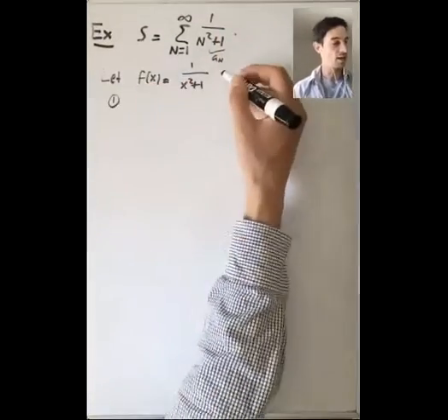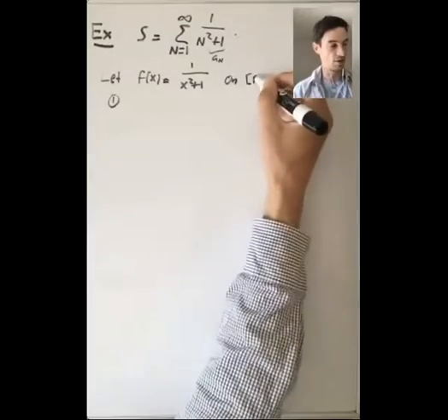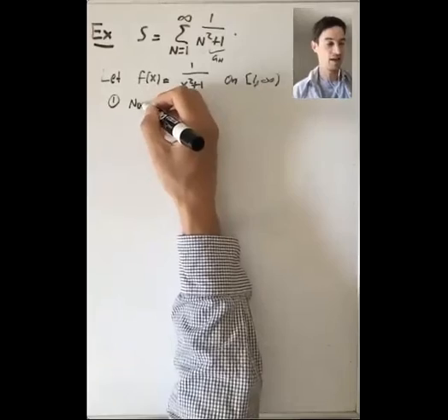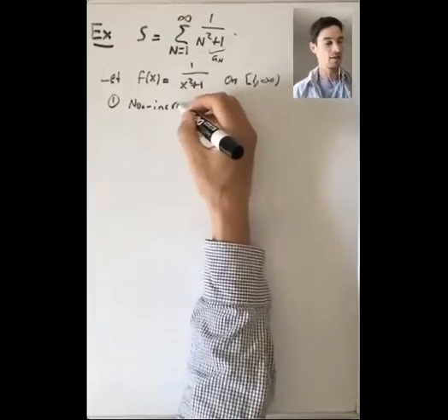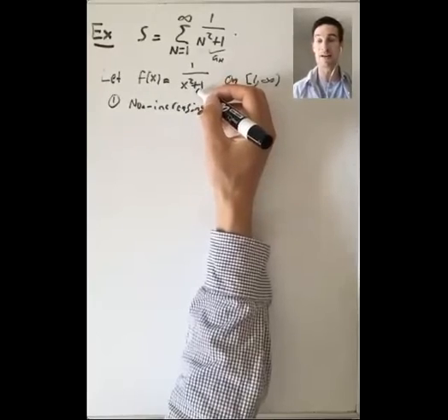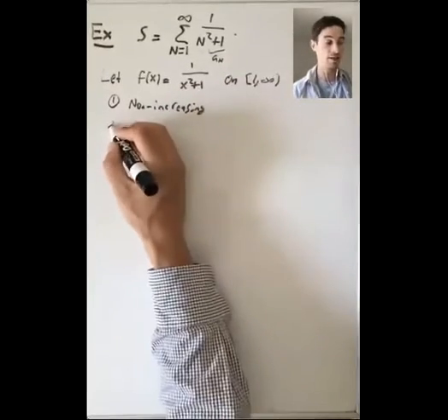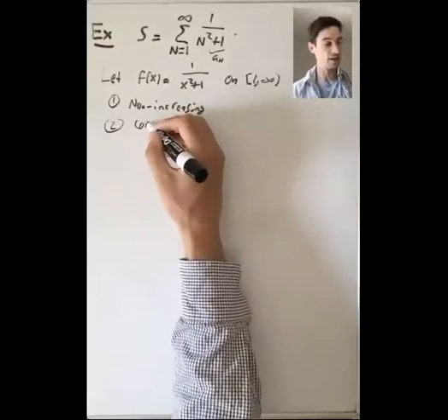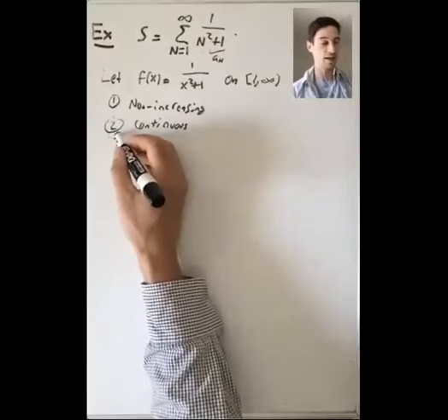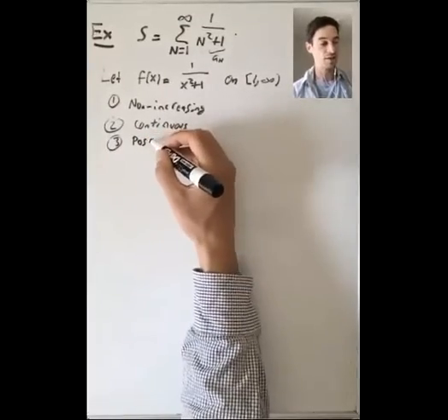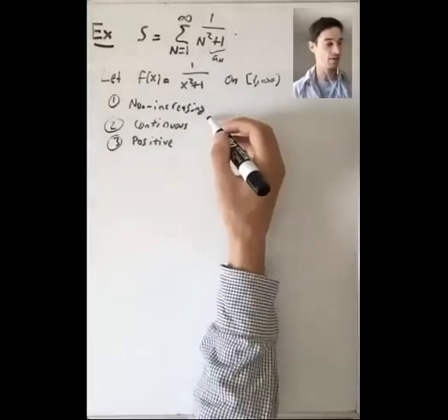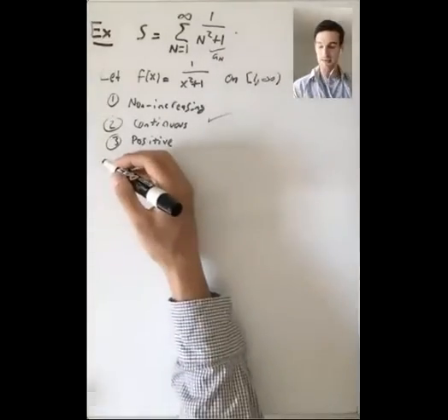We have to check that on the interval from 1 to infinity, f is non-increasing. Well, this is true because as x gets bigger, the denominator gets bigger. So this function is decreasing. This is continuous. There are no problems with the denominator vanishing or anything. And it's positive because it's the positive number 1 over a denominator that's positive. So we can apply the integral test.